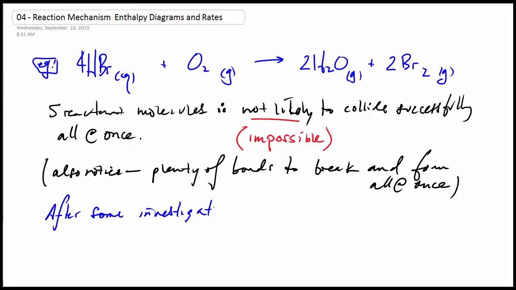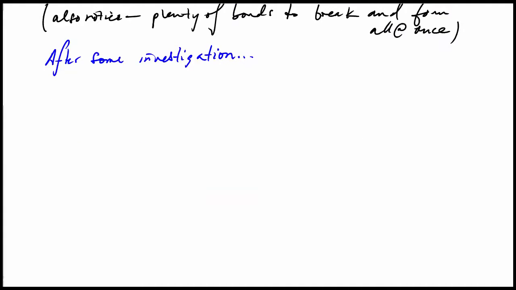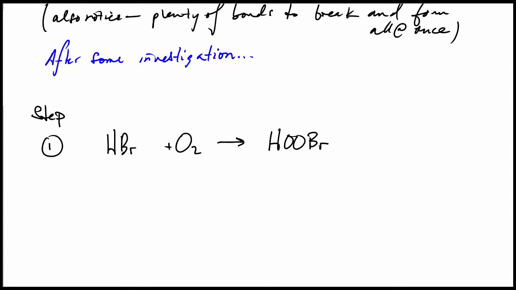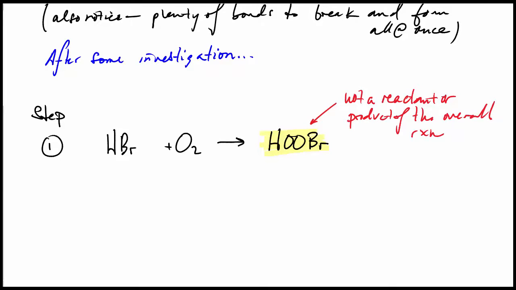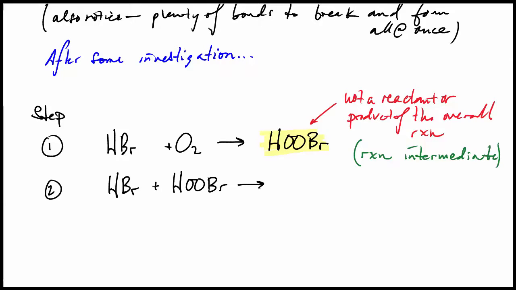So after some investigation, it turns out that this reaction happens in steps. Let's see what the first step looks like. Well, the hydrobromic acid reacts with oxygen to make this hydrogen, oxygen, and bromine compound. We'll call it Huber. It's not a reactant or a product of the overall reaction. It's something that we call a reaction intermediate and exists just during the reaction. Let's see what happens in the second step. Another hydrobromic acid reacts with that intermediate Huber we had before, making two of these new, looks like also reaction intermediates. We'll call them Hober. Another hydrogen, oxygen, and bromine compound. Again, short-lived and only lasting during the reaction.